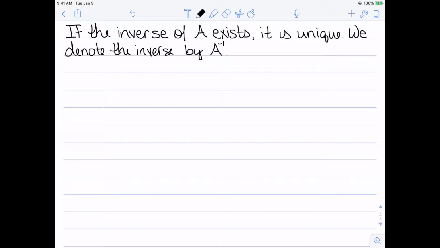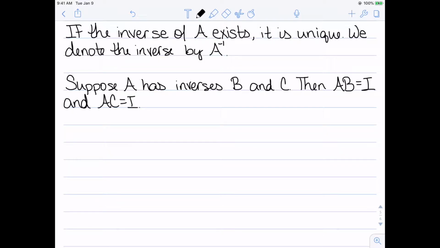If an inverse of a matrix A exists, it is going to be unique, and we denote this by A to the negative 1. So let's actually prove that this is unique. Let's suppose our matrix A has 2 inverses, B and C. By definition of the inverse, this means that A times B is equal to the identity matrix, and A times C is equal to the identity matrix.